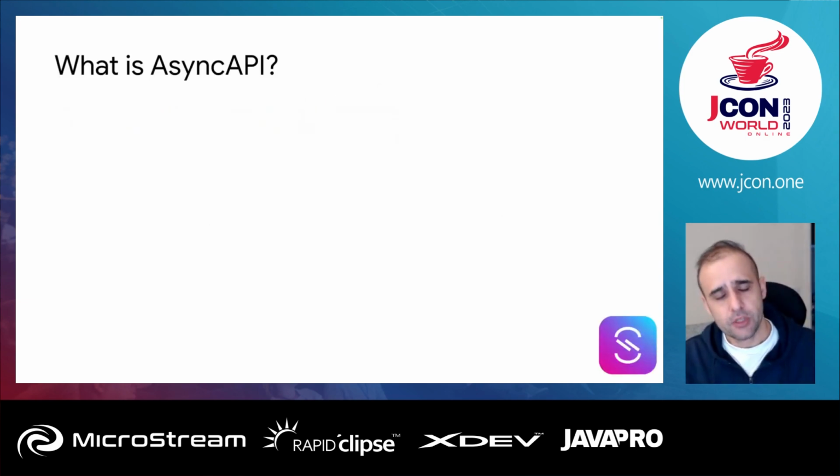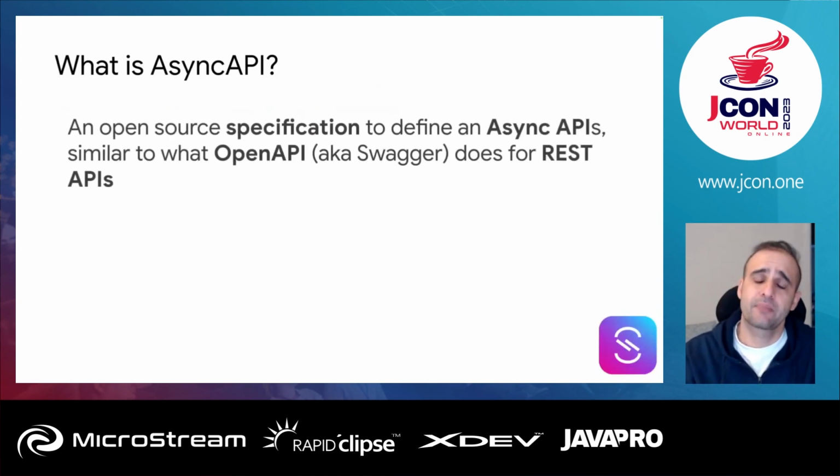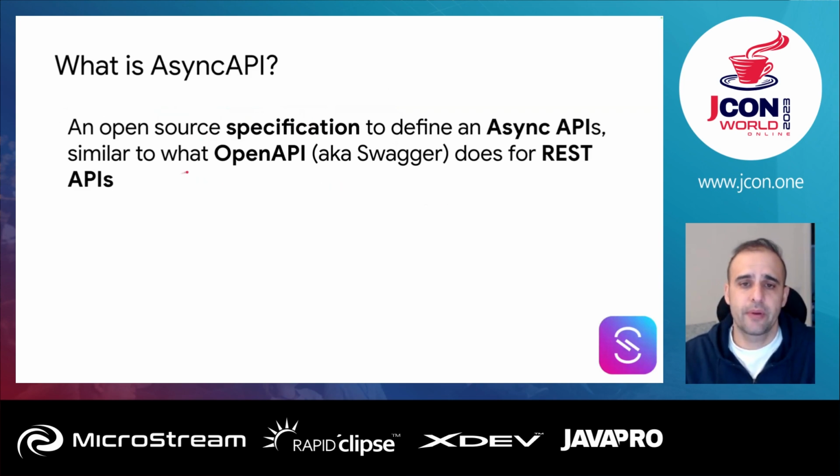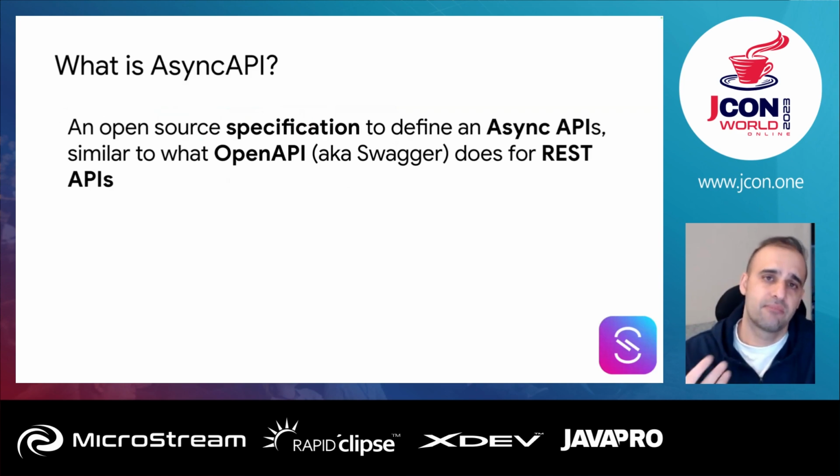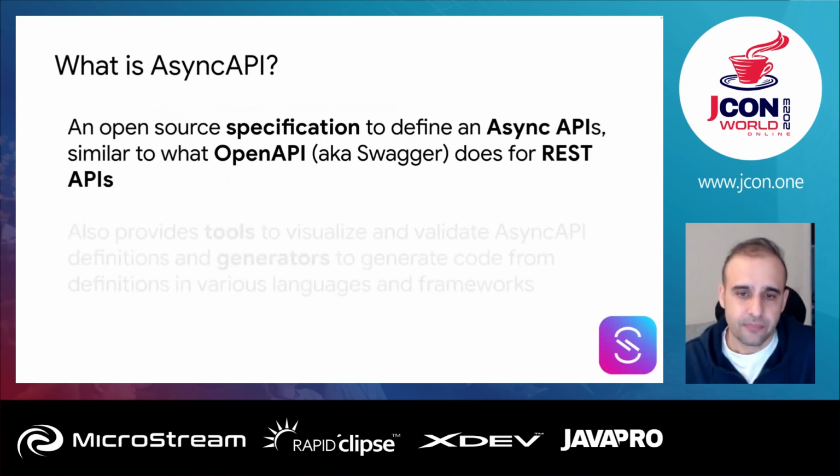Okay. So what is AsyncAPI? AsyncAPI, it's another open source specification, and it's to define asynchronous or event-driven APIs, basically. You're probably familiar with OpenAPI, which is for REST-based APIs, and it's been around for a while. So if you are familiar with OpenAPI, it's the same thing, except it's for asynchronous APIs.